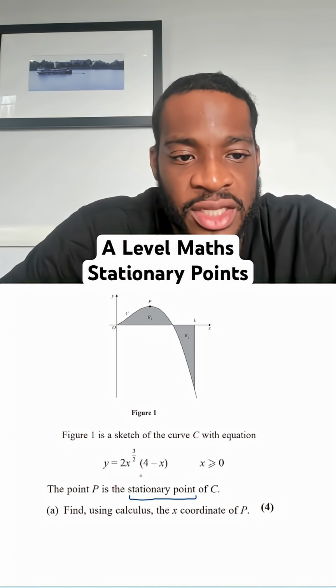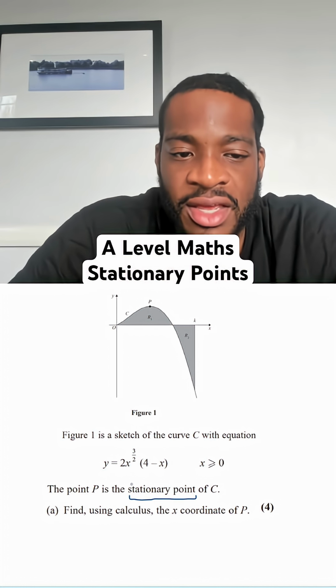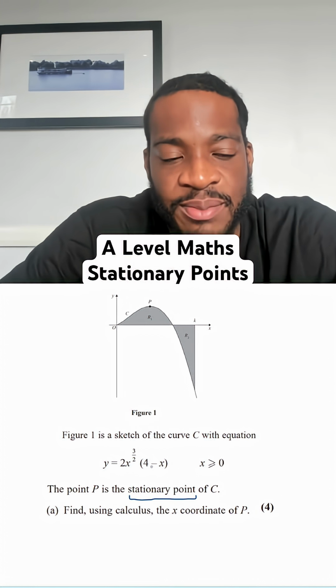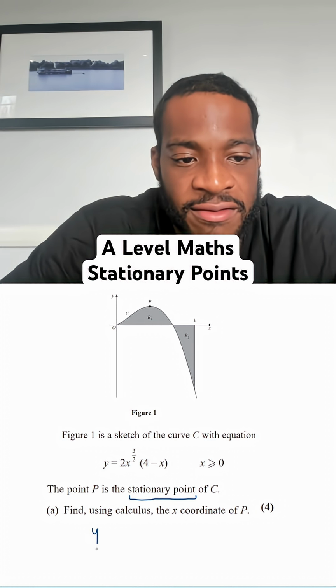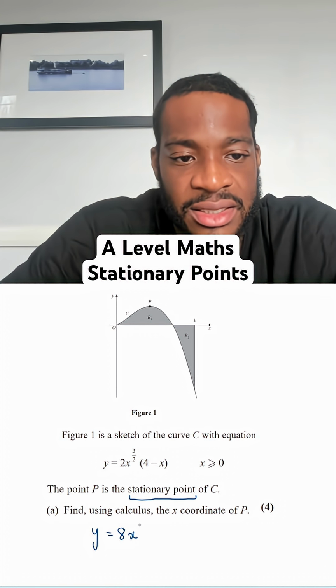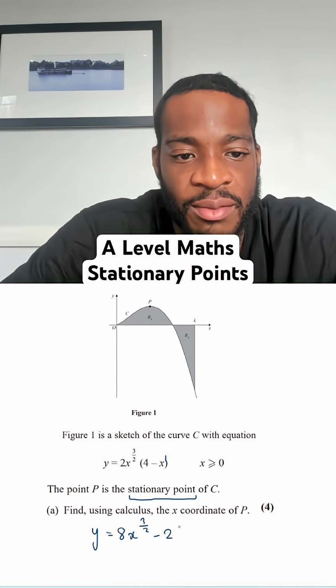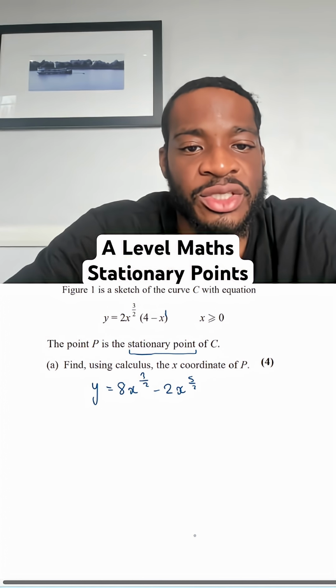Now, how do we differentiate this? Well, we've got a product here. If you're in year 13, you may be thinking the product rule, but you don't really need to do that. It's probably faster just to expand. So I'm going to expand that first. y is equal to 8x to the 3 over 2, minus 2 times x to the 3 over 2 times x, that's to the power of 1. Add the powers together, that'll be 5 over 2.